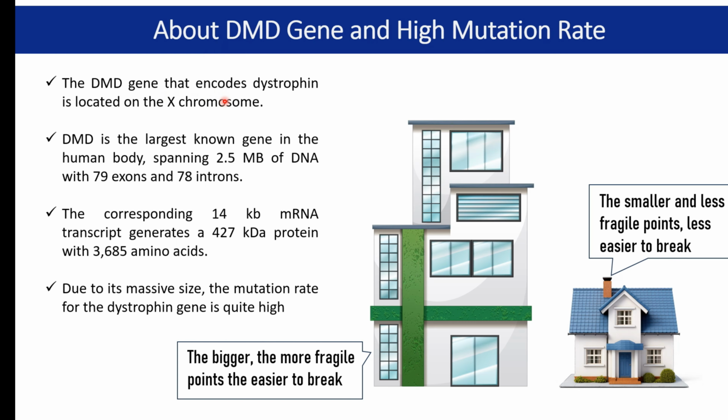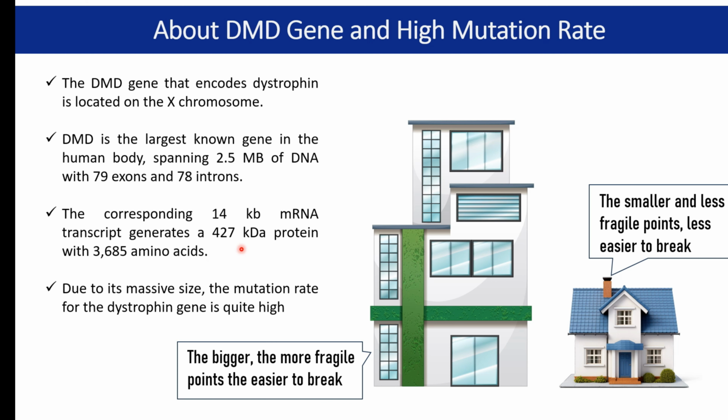The DMD gene that codes for dystrophin is located on the X chromosome. DMD is the largest known gene in the human body, spanning 2.5 MB of DNA with 79 exons and 78 introns. The protein size is around 427 kilodaltons, with a total of 3685 amino acids. This is a very massive protein.